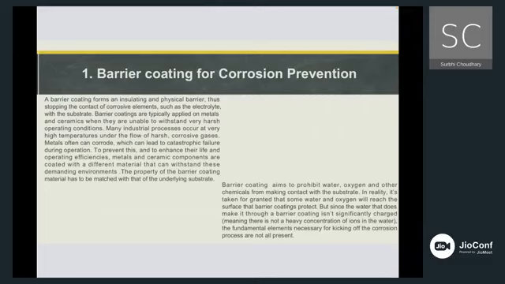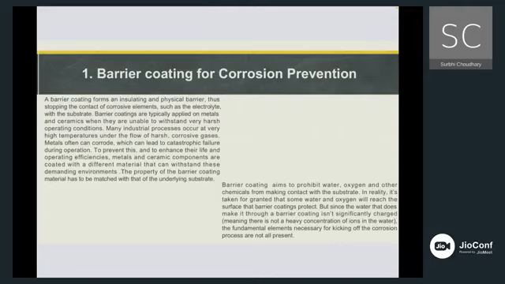In order to prevent this and to enhance the lifetime, or we can say duration, of the particular metal and ceramic components, they are protected with a different material that can withstand these demanding environments. The property of barrier coating materials has to be matched with that of the underlying substrate. So here we can judge the material of barrier coating according to the metal which we have to protect.